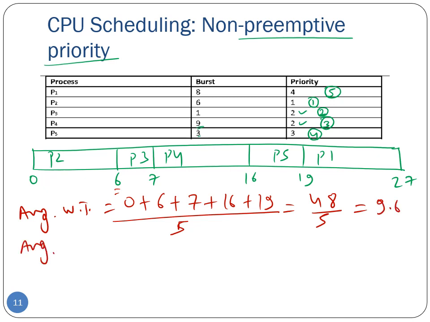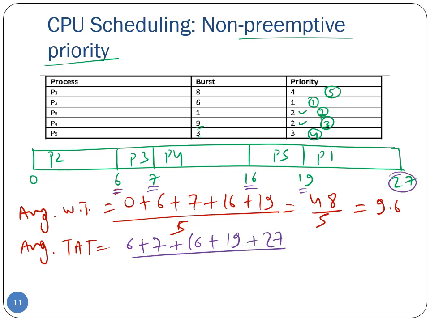Similarly, average turnaround time is given by P2 finishes at 6, so its turnaround time is 6. P3 has a turnaround time of 7. P4 finishes at 16, so turnaround time of 16. P5 finishes at 19, and P1 has a turnaround time of 27. Add all of this and divide by 5. 75 divided by 5 is simply 15.